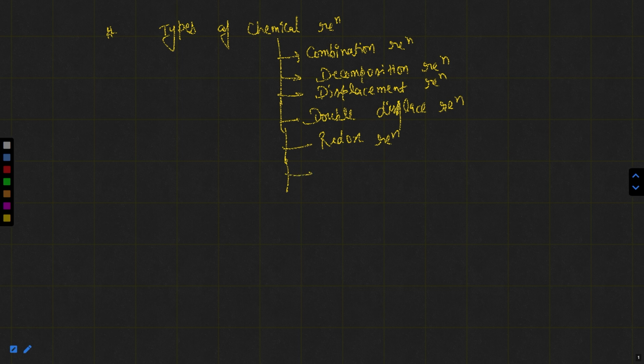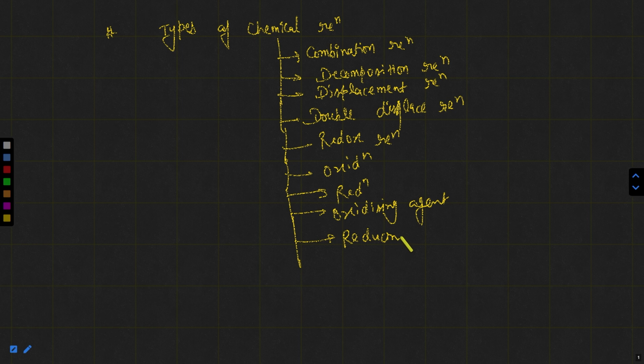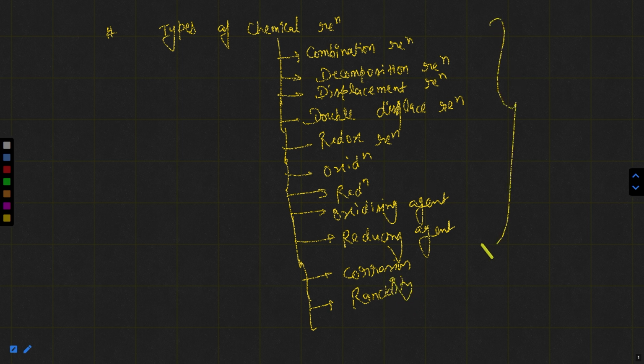or some basic terms like oxidation and reduction in redox reaction, oxidizing agent, reducing agent, then some other terms like corrosion, and the last term is rancidity. So these are some important topics from this particular chapter. I hope you know each and every topic.